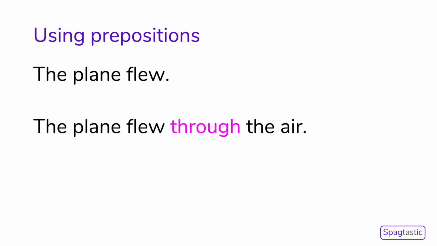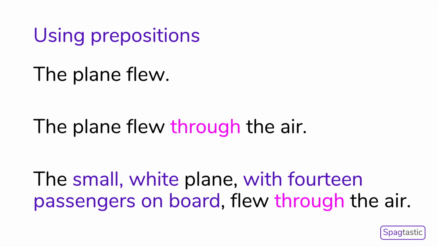Now let's make this sentence more interesting by adding adjectives and extra information. Why not pause the video and have a think about how you could do this? Let's take a look at a possible answer. The small white plane with 14 passengers on board flew through the air. We have improved this sentence by adding extra information about the plane, such as its colour and size, and we have also told the reader about the number of passengers on board the plane. This allows the reader to create a much clearer picture in their mind of what is happening.